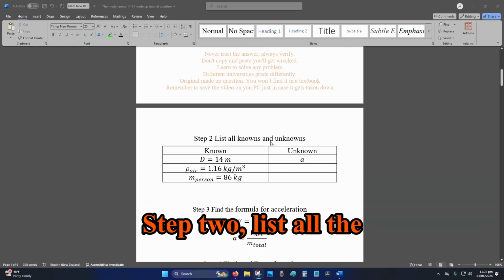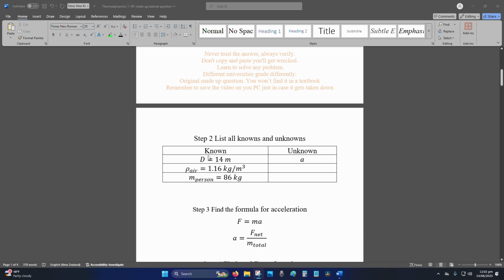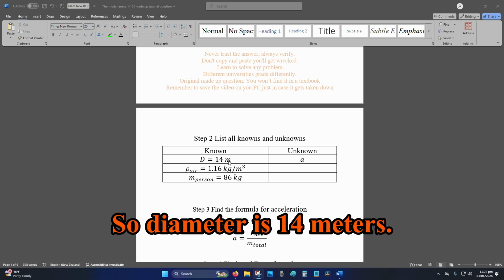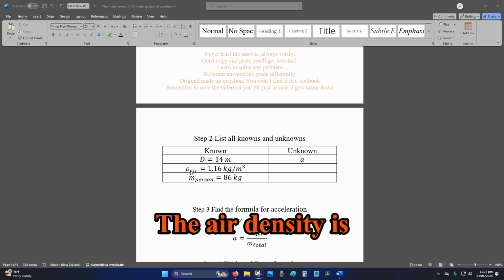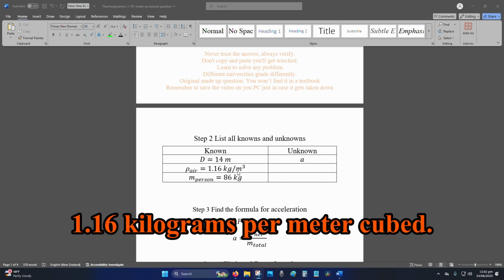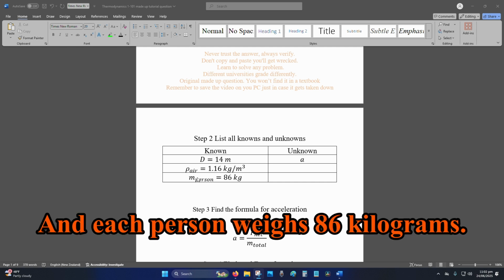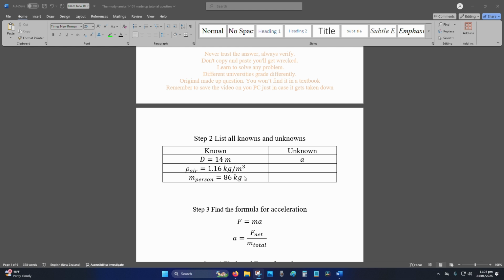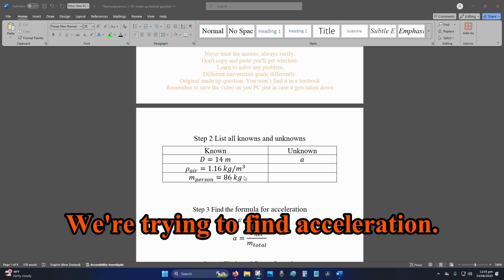Step 2, list all the given values and the unknown. So diameter is 14 meters. The air density is 1.16 kilograms per meter cubed. And each person weighs 86 kilograms. We're trying to find acceleration.